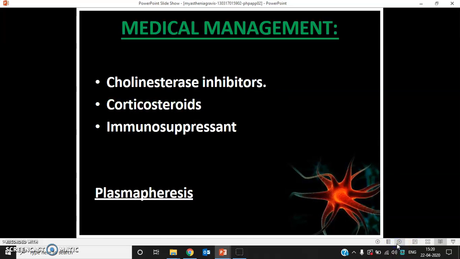In medical management, we give cholinesterase inhibitors because, as I told you, the myoneural junction, or the receptor sites, are destroyed by the condition. We also give corticosteroids and immunosuppressants. Like in COVID patients, we are using plasmapheresis as well, so that the antibodies or the new blood will start to fight the virus. Same as in myasthenia gravis, we are giving plasmapheresis too. You know about plasmapheresis or not? All right.